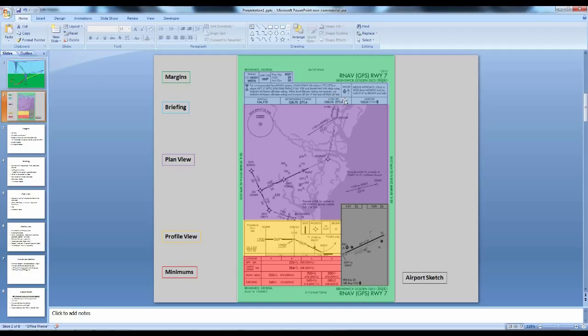Then it has the clearance delivery frequency for some reason. That's usually at the end. I don't even know why they put that on the chart, but it's there. They usually put it last, but in this case they have it first for some reason. And clearance delivery at this airport is an RCO anyway, so I don't even know why that's there.